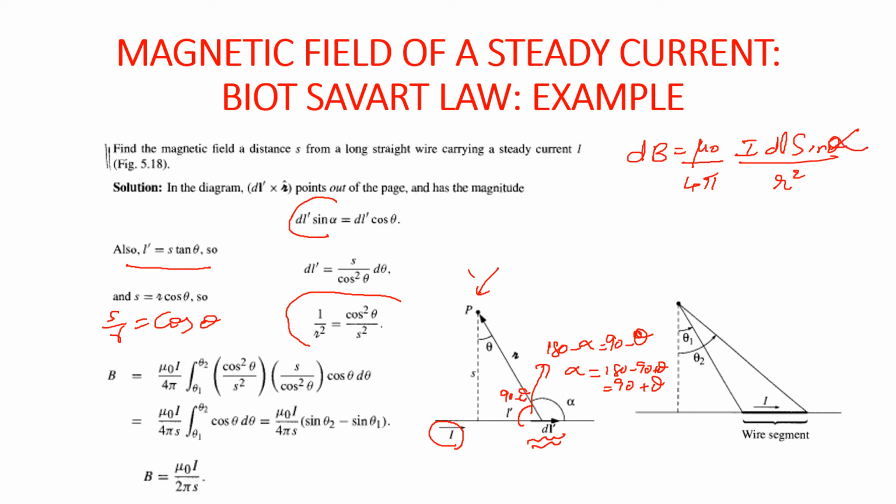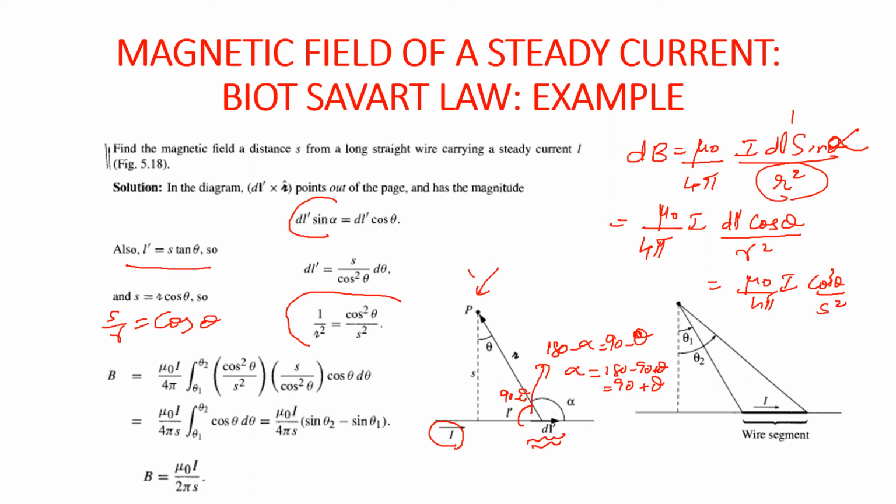So that is replaced by dl dash cos theta. 1 over r square is substituted by cos square theta by s square, and dl dash is replaced by s by cos square theta d theta. So I can write that here: mu 0 by 4 pi I, dl dash sine alpha is replaced by dl dash cos theta divided by r square. That is given by mu 0 by 4 pi I, 1 by r square replaced by cos square theta by s square, dl dash replaced by s divided by cos square theta, and then there is cos theta. So that is going to be substituted in this expression, and d theta is from the integration part.